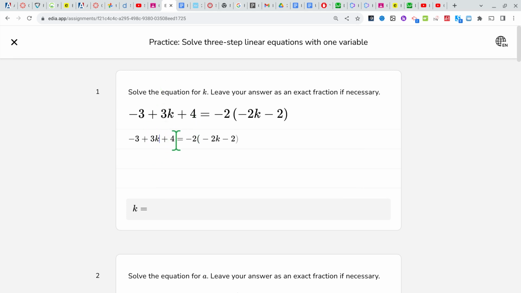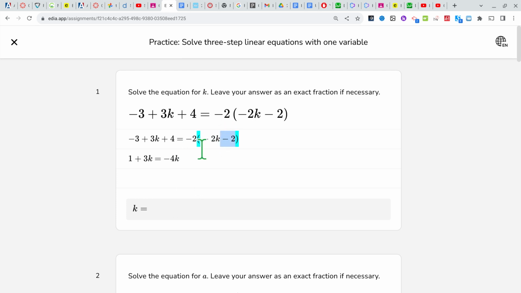First thing you can see, this 4 and this 3, we can combine. This is 4 minus 3, which is 1, because they don't have a k, and it'll be plus 3k. So now we're done with this. We combine, we have the equals. Parentheses means multiply, so we multiply negative 2 times negative 2k, so that would be negative 4k, and then negative 2, we already finished.